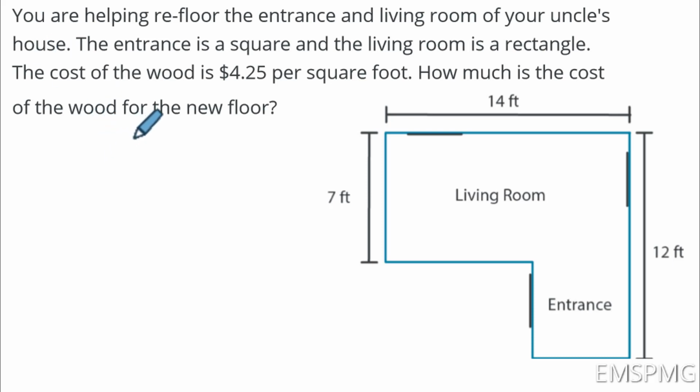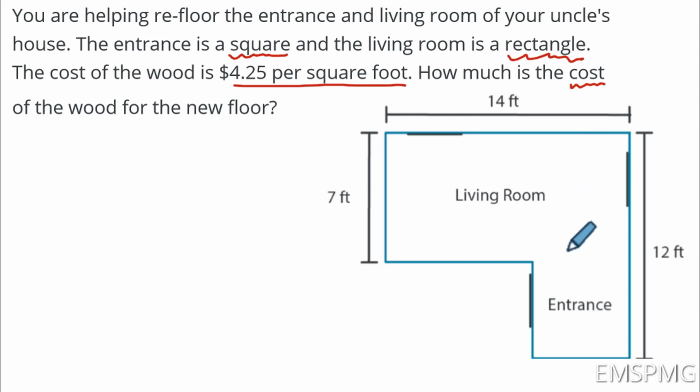It says you are helping refloor the entrance and living room of your uncle's house. The entrance is a square and the living room is a rectangle. That sounds pretty important. The entranceway is a square and the living room is a rectangle. The cost of the wood is $4.25 per square foot. Definitely very important. How much is the cost of the wood for the new floor? So I need the total cost. So this is what we're looking for in the end.